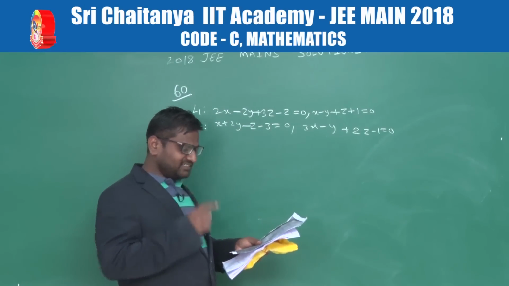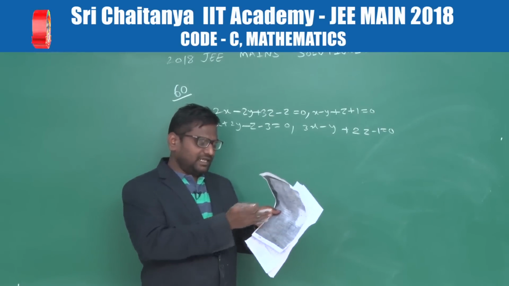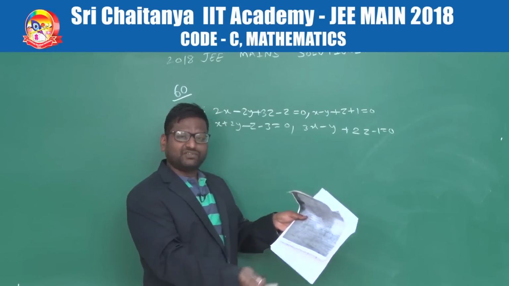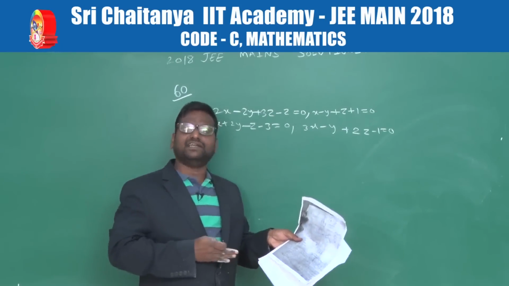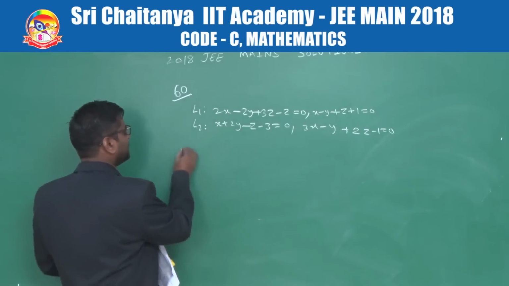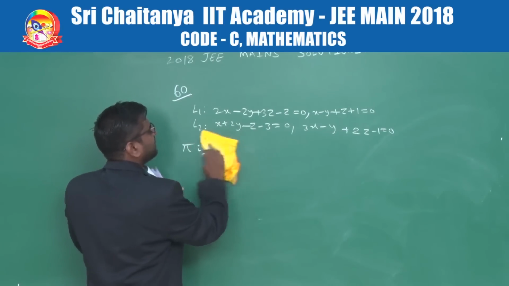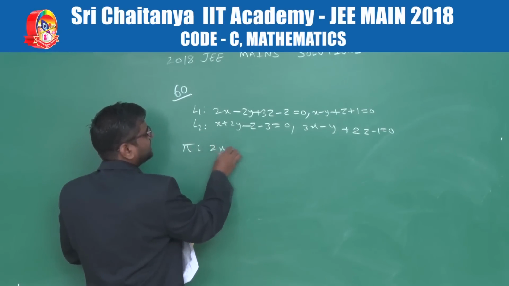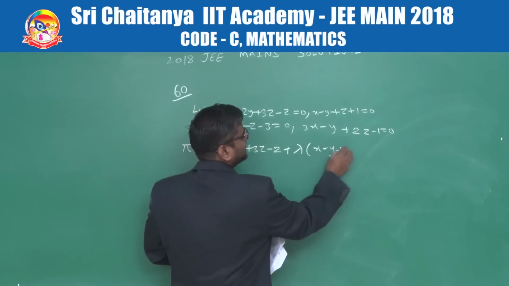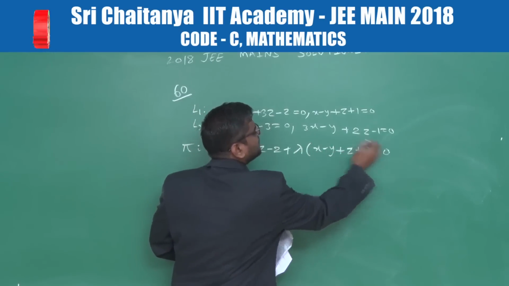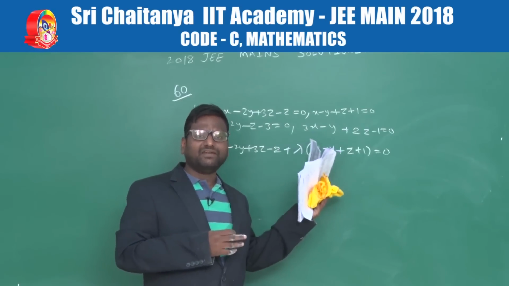We can do one smart method here, right. So we see there are two planes here and there is a line of intersection, and there is one more set of two planes, line of intersection. We want the plane containing this line of intersection and this line of intersection. So what we can do, we can assume our required plane as 2x minus 2y plus 3z minus 2 plus lambda into x minus y plus z plus 1 equal to 0, using the concept of family of planes passing through the intersection of pi 1 and pi 2.